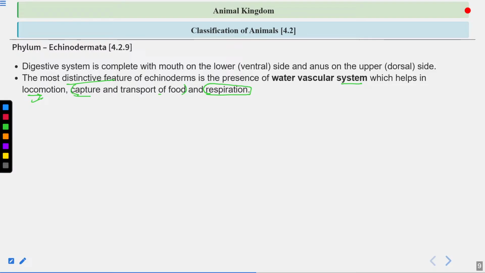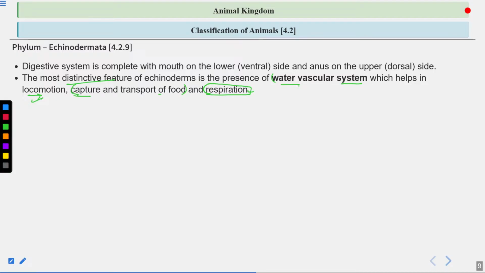So what is this water vascular system? It is a network of fluid-filled canals and chambers that facilitate locomotion. It also helps in the capture and transport of food, in respiration, and in the removal of waste, meaning excretion. So you can see the water vascular system is very important here. It does almost all functions: respiration, excretion, transport, capture and transport of food, as well as locomotion.